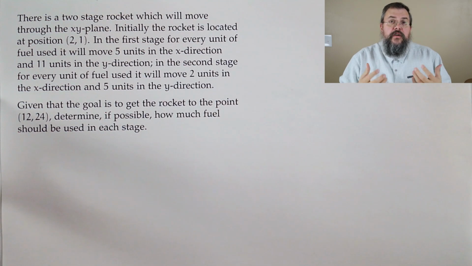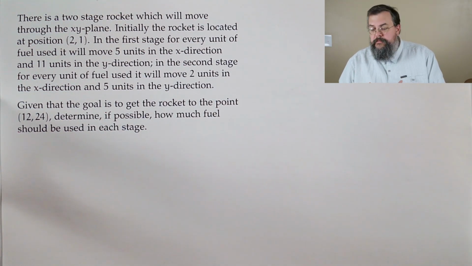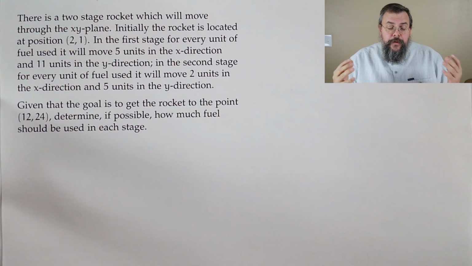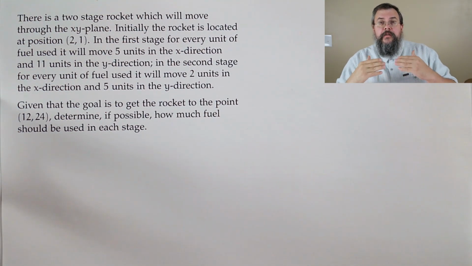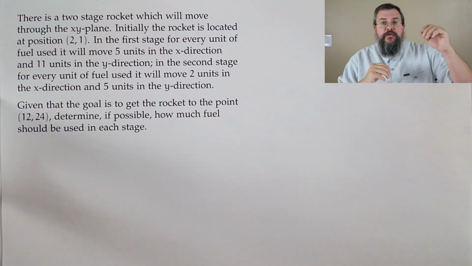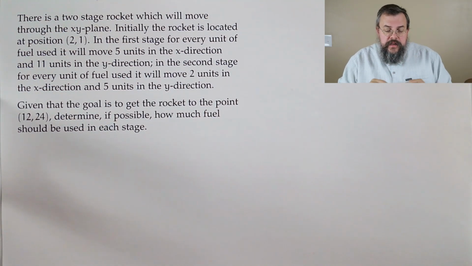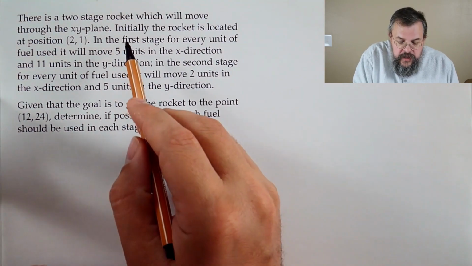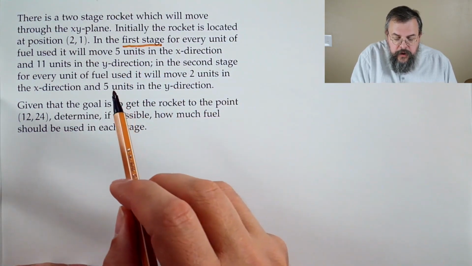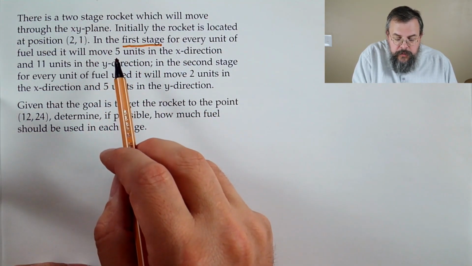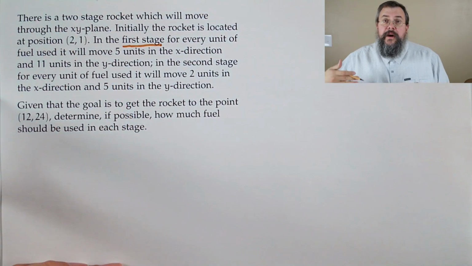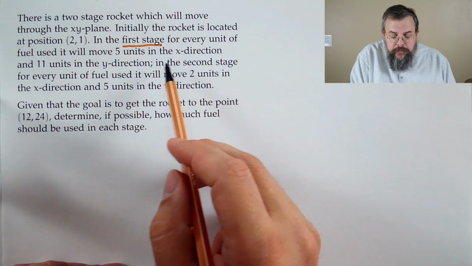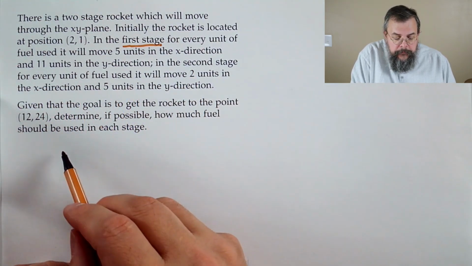So that the net result gets us to where we want to go. And how does this have to do with vectors? Well, in some sense, what we can think of is that we're talking about movement. And we can say, well, let's think about our stages. So let's talk about our first stage. In our first stage, what do we have? Well, we're changing. See, movement is about change. So we move 5 units in the x, 11 in the y.